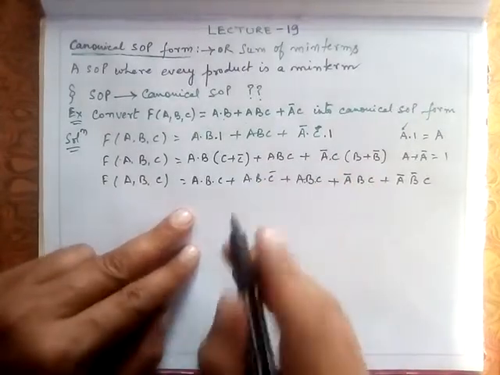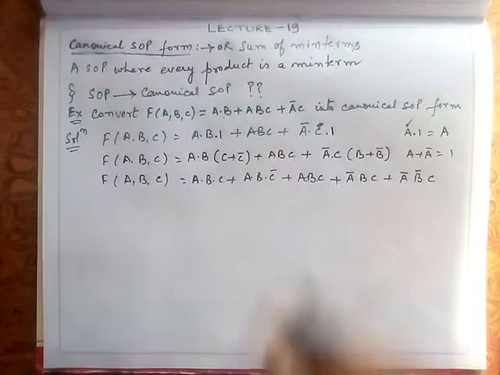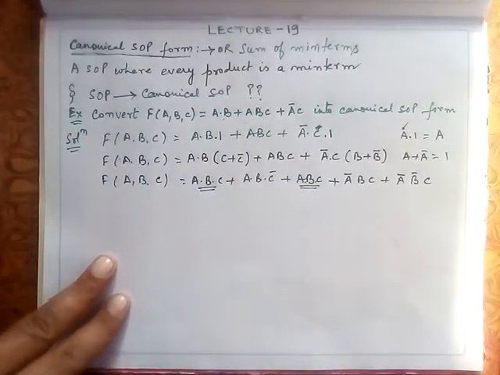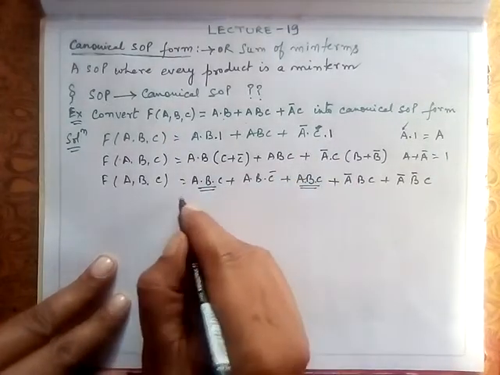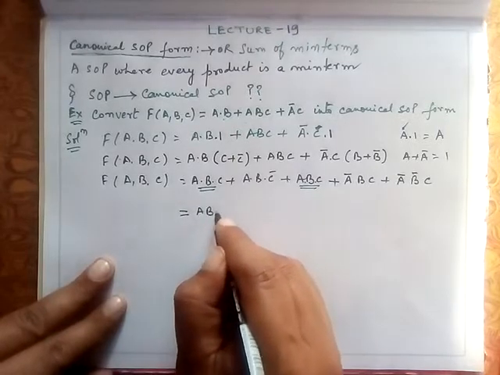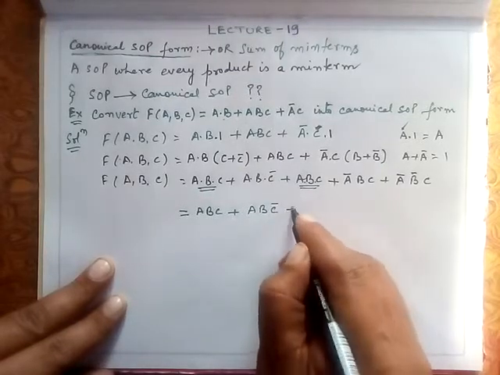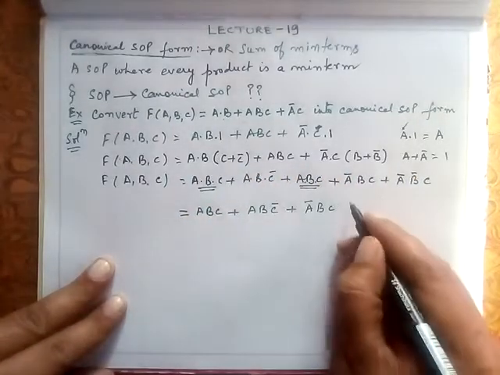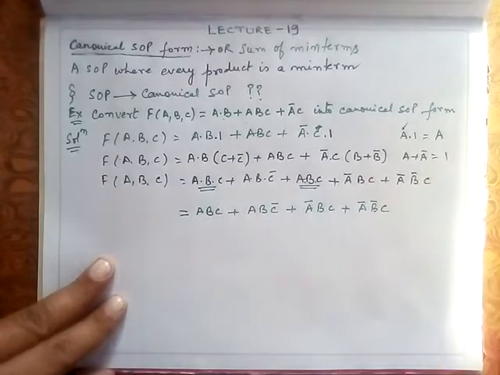Now just check if there is any repetition. This function is repeated here: ABC and ABC. I will write it only once. Why? Because A plus A is equal to A, so ABC plus ABC will be equal to ABC. So I write this as ABC plus ABC bar plus A bar BC. This term I have written only once. Plus A bar B bar C. I hope this is clear to you.